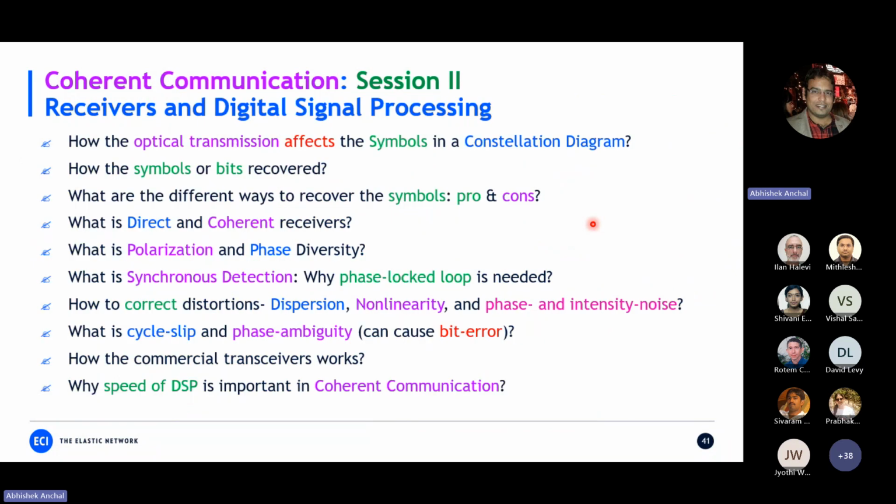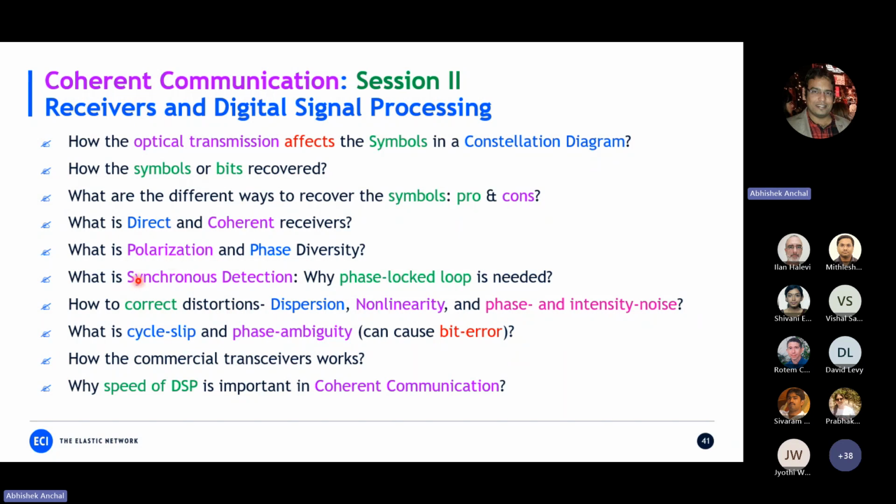But in this session, we are going to discuss, once you transmit these higher order modulation formats or higher order coherent signals, how they get affected when they pass through the network, and how the symbols in the constellation diagram are affected. Then we're going to discuss, a little bit in detail, how these symbols or bits are recovered at the receiver end, what different ways there are to recover them with pros and cons, and different kinds of receivers: direct and coherent, polarization and phase diversity receivers. What are those? What is the meaning of it?